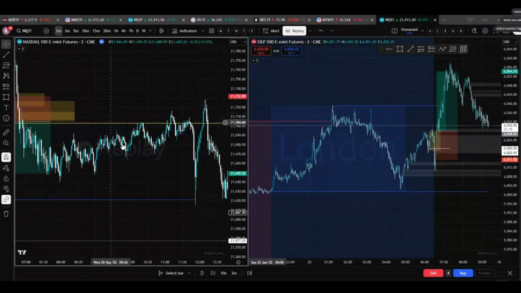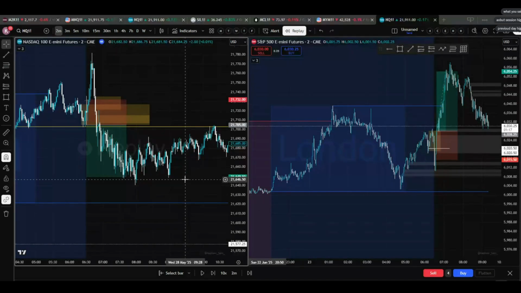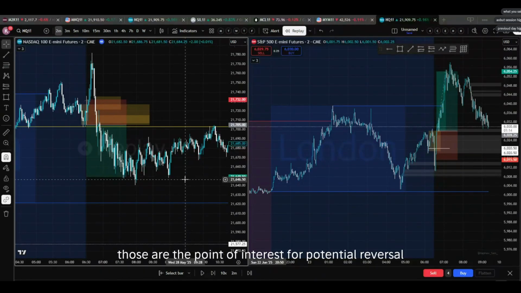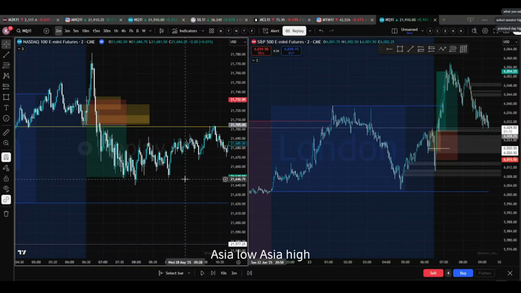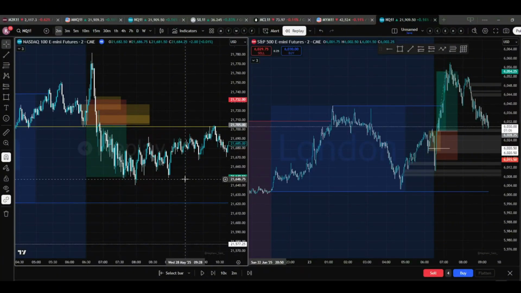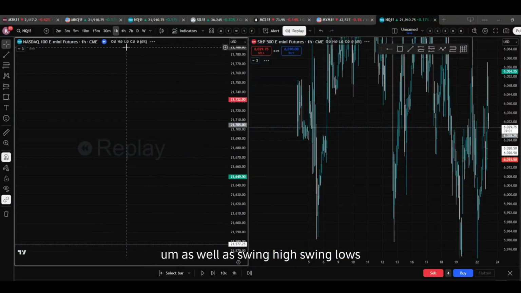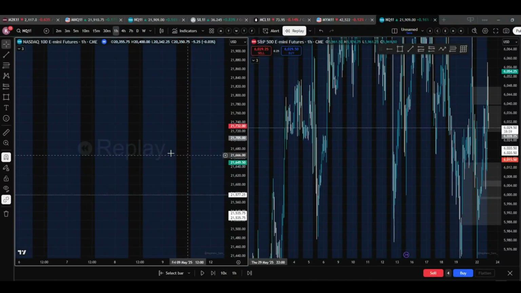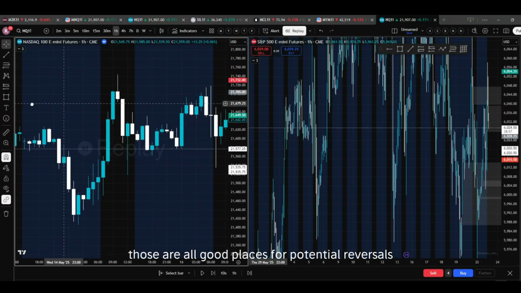Okay, so when it comes to session highs, those are the points of interest for potential reversal. Session highs, or like London high, Asia low, Asia high, all those points are points of liquidity and potential reversals. So those are where I start hunting for unicorns, as well as swing highs, swing lows. Those are all good places for potential reversal.